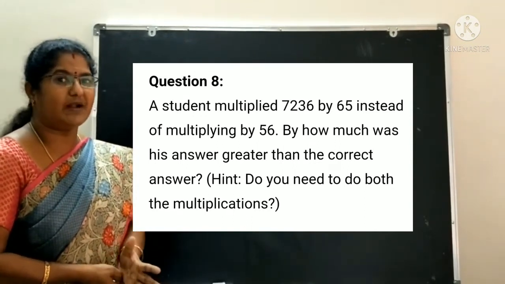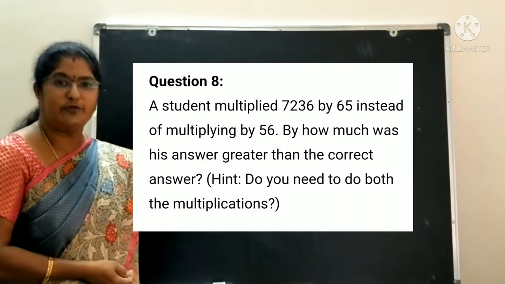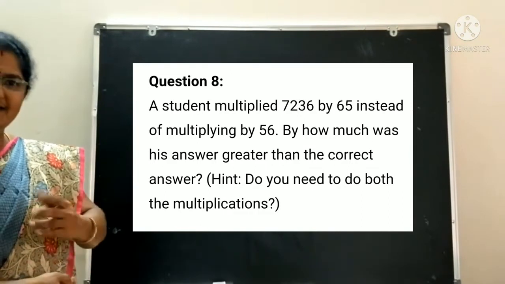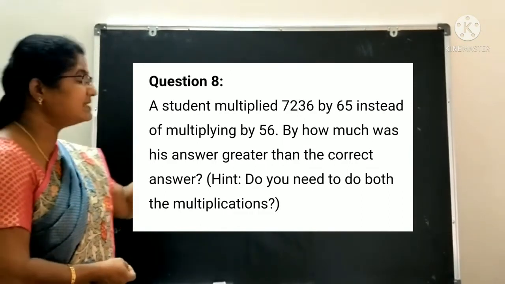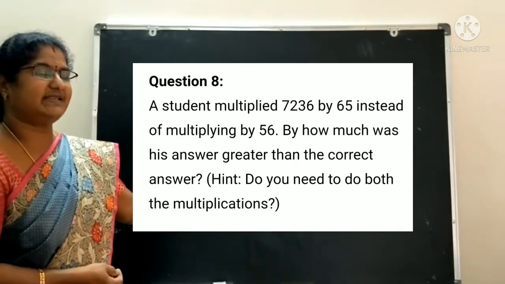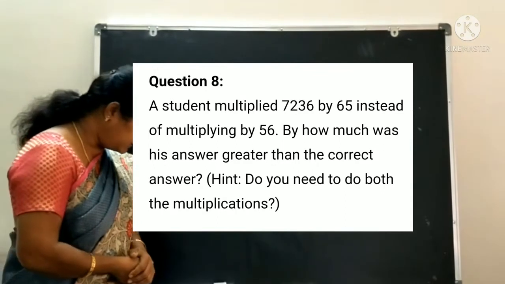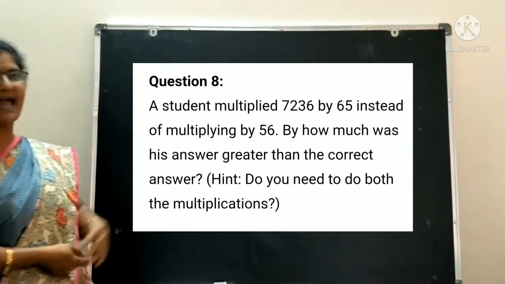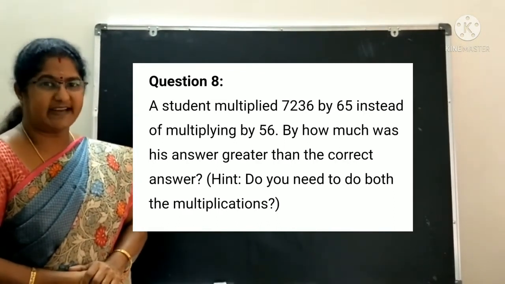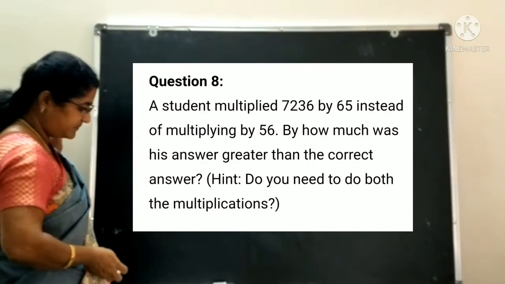We need not multiply two times, 7,236 into 56 and again 7,236 into 65. These two works are not necessary. We can subtract 56 from 65. After that, what do you get? 65 minus 56 is equal to 9. Just multiply the number 7,236 by 9, you get the answer. This much more she got. Her answer is greater than the correct answer by this much. Understand?